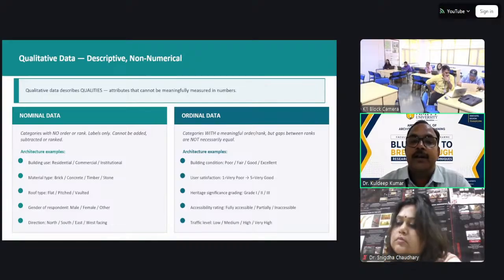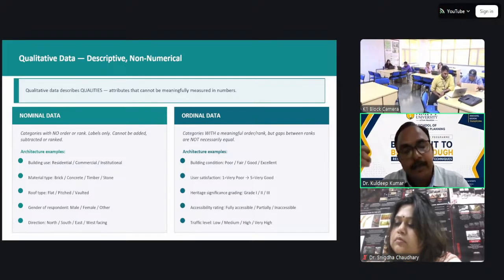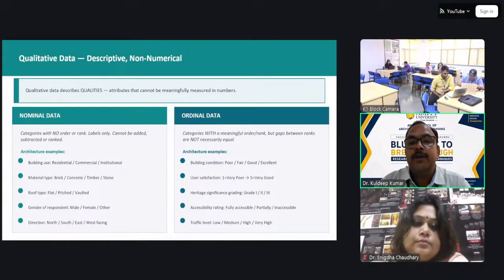Here we know that grade 1 is more significant than grade 2, but is grade 1 exactly twice as significant as grade 2? That may not be the case. Similarly, is the gap from poor to fair the same as the gap from good to excellent? We don't know. The gap may be unequal. So this is a limitation of ordinal data.